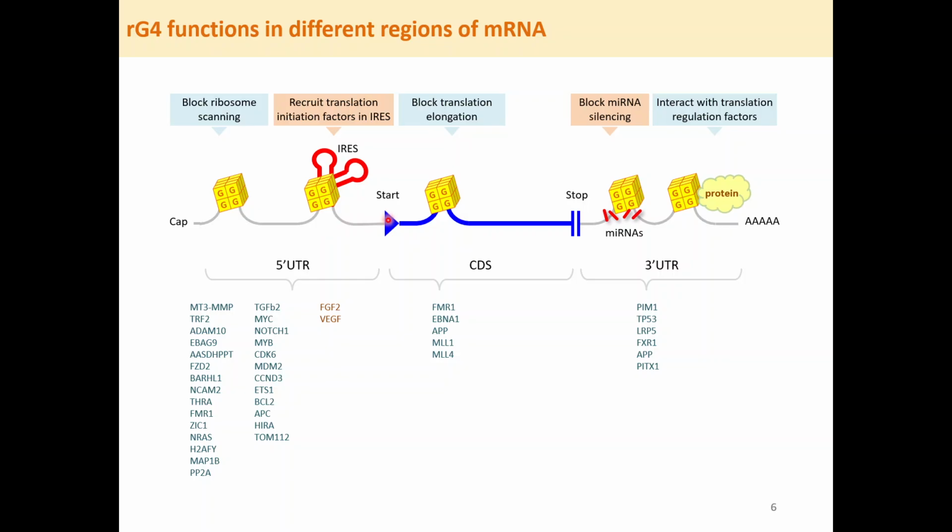That is, cells can switch from cap-dependent to IRES-mediated translation mechanism, where rG4s are the key to this translational reprogramming. In the open reading frame, rG4s can be modulators of the translation elongation process. rG4s can also act as a barrier that slows down or temporarily pauses the ribosome during peptide synthesis. In the 3' UTR, rG4s can mask the binding sites of microRNAs and block microRNA silencing.